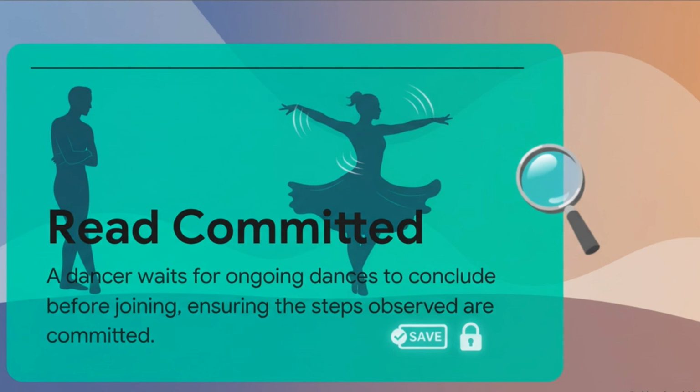Next up is the respectful observer. Now this dancer is a little more polite. They'll see someone working on a new move, but they'll actually wait on the sidelines until that other dancer has totally finished before they take a look. This completely avoids those dirty reads we just saw. This dancer only ever sees the final, saved, perfected version of the move.